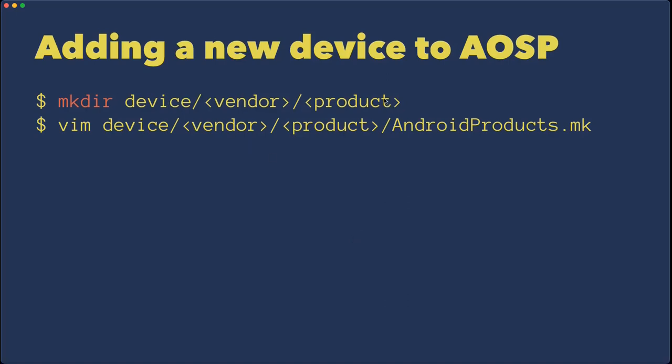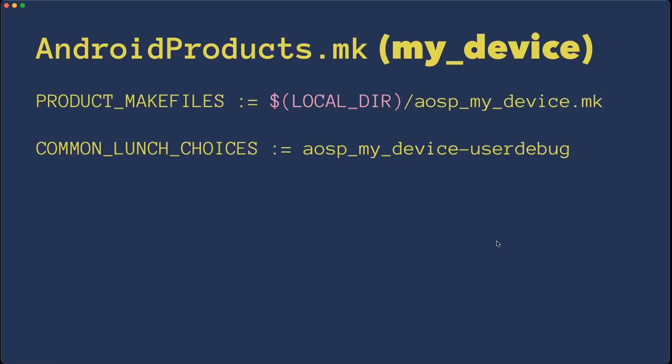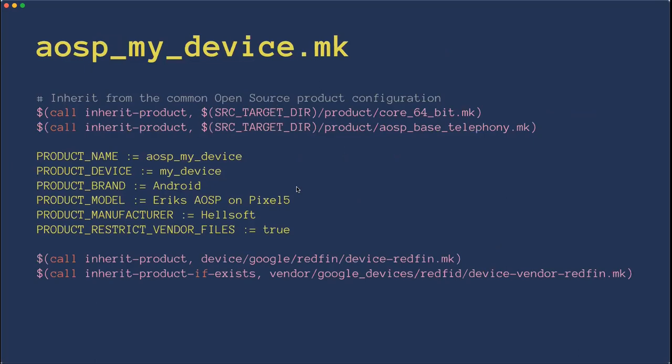What you do is you create the directory in the AOSP, and then you edit the file AndroidProducts.mk. And that one, in the very simplest case, looks like this. And here we point to a local file, say aosp_mydevice.mk. And well, you can provide common launch choices, but you don't have to. Now, in this aosp_mydevice.mk, you call these makefile scripts. You inherit a product. You probably want the core 64-bit. You probably want telephony if it's a telephony device. And there are a bunch of others here as well. Then you set up the product name, product device, brand, model, manufacturer, etc.